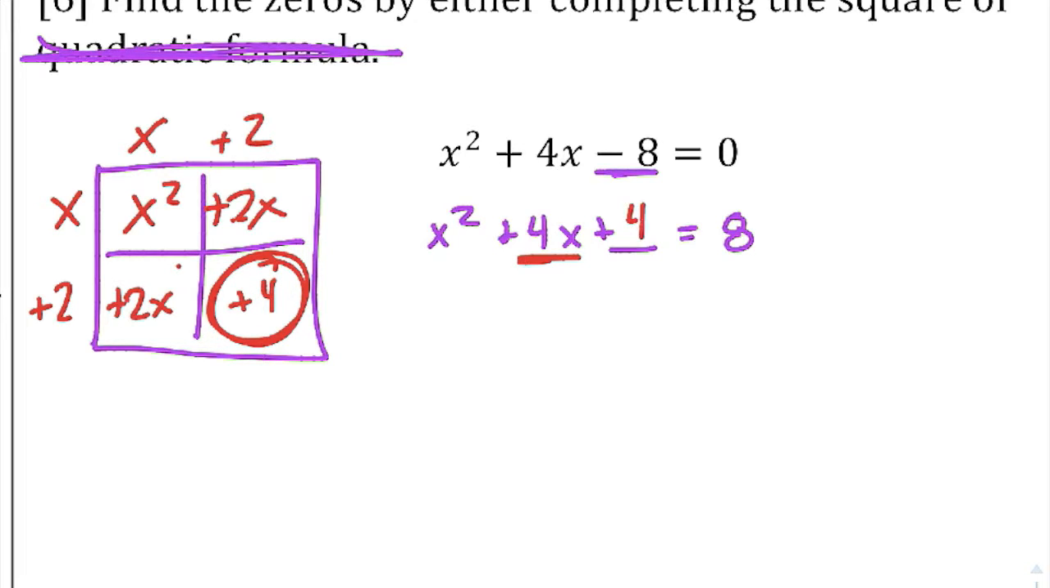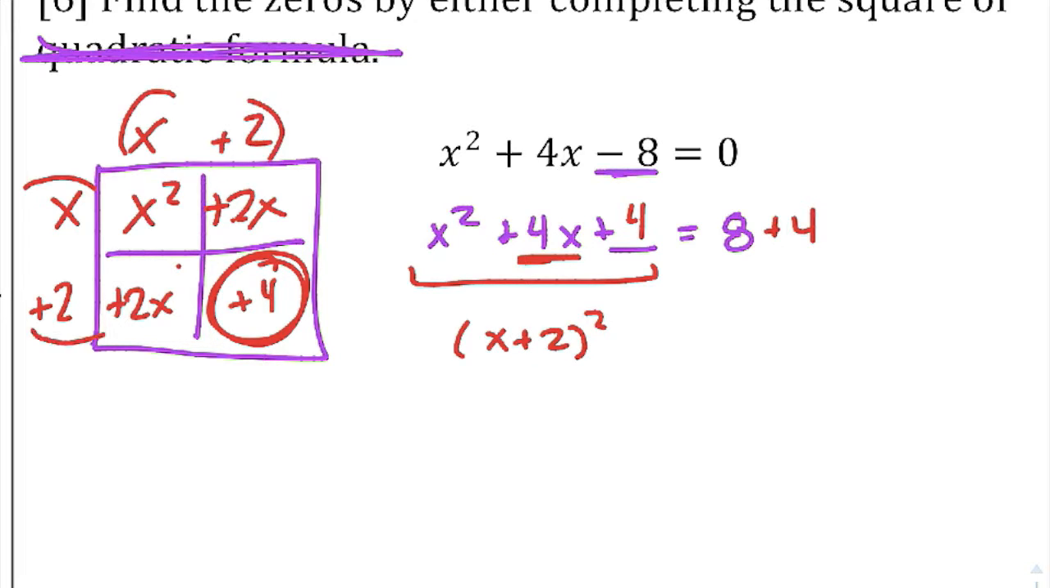So we add 4 to the left, add 4 to the right to compensate, because we've got to keep the equation balanced. And so now this quadratic can be rewritten as (x plus 2) quantity squared, because x plus 2 times x plus 2 is a number times itself, and that's going to equal 12. So now we're going to square root both sides. So x plus 2 is equal to plus or minus the square root of 12.